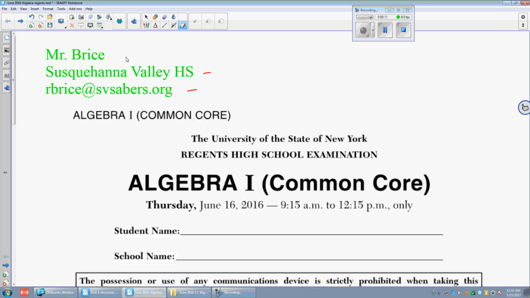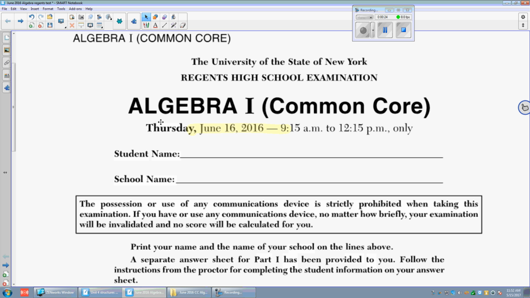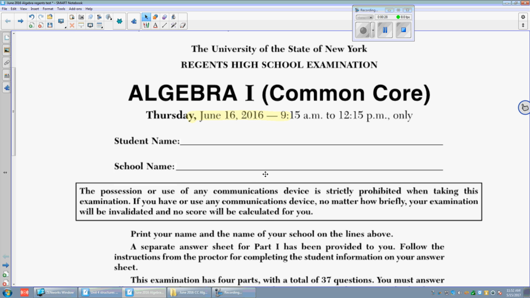We are starting the first part of the Algebra 1 Common Core Regents from June 2016. So this is what the first page looks like. You'll be putting your name on there, and we like to have our students put their last name, comma, first name, and you write out the full name of the school.